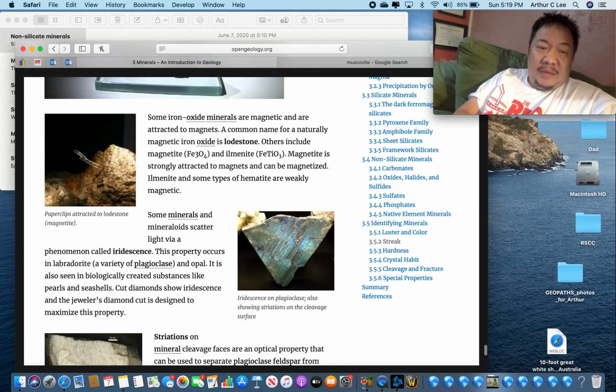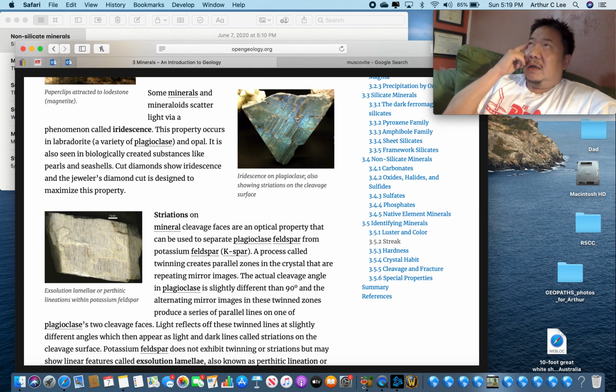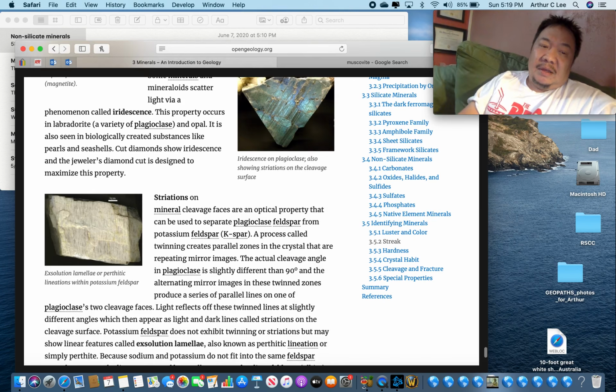Specific gravity means that the mineral feels heavy for its size, like galena.